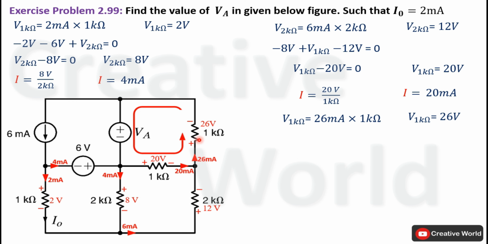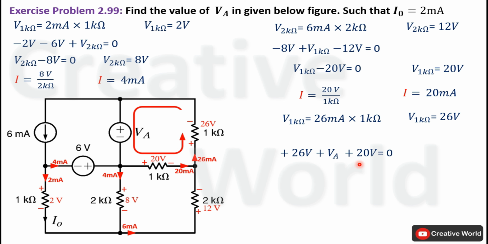Now in order to calculate voltage across this voltage source, we can apply Kirchhoff's voltage law inside this closed loop, because voltage across other two elements are known. So start writing KVL equation for this closed loop. Start from here. Current entering terminal is positive, so 26 volt will be taken with positive sign. Next, current entering terminal is positive, so VA will be taken with positive sign. Next, current entering terminal is positive, so 20 volt will be taken with positive sign.